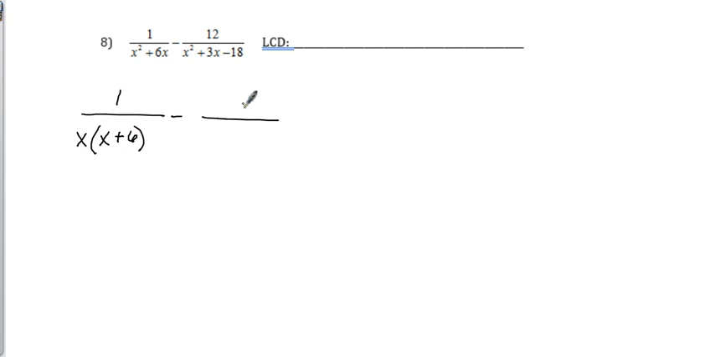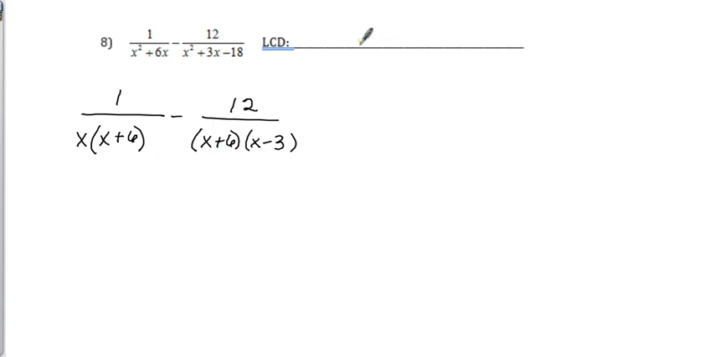The second fraction, that's a 3-termer, so we're going to factor that, or figure out what multiplies to negative 18 and adds to positive 3. Think about that for a minute. Hopefully you came up with x plus 6 and x minus 3. So now we can look at this and say, oh, okay, I see what the lowest common denominator needs to be.